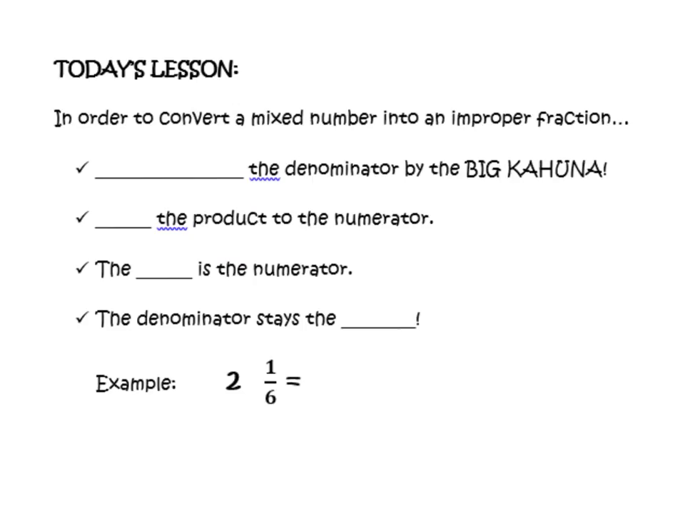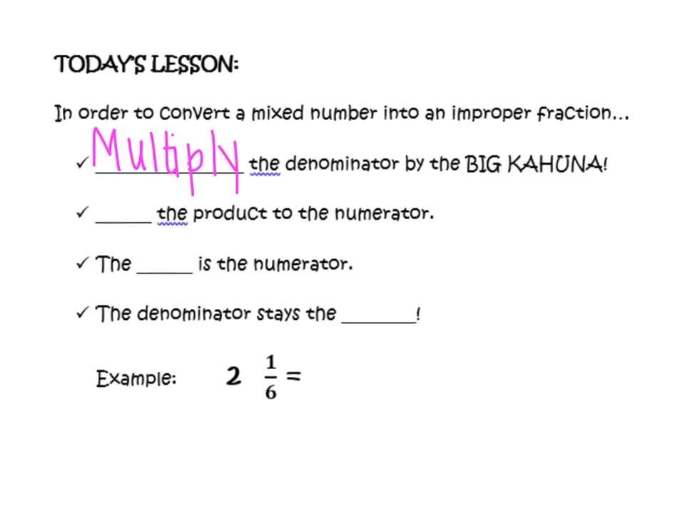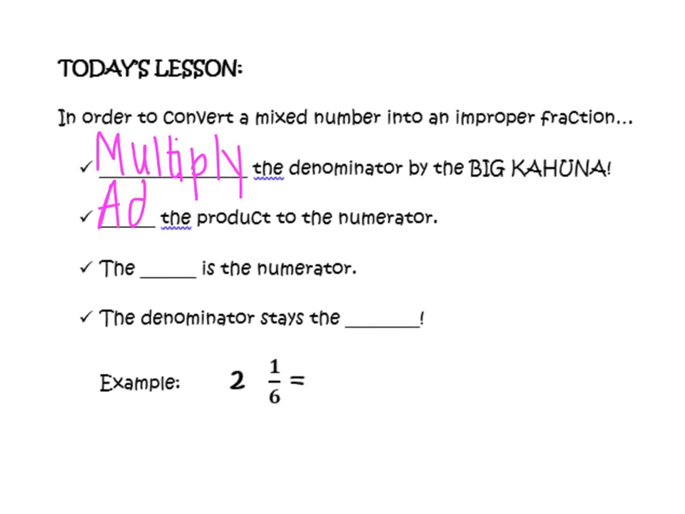It says in order to convert a mixed number into an improper fraction, we need to multiply the denominator by the big kahuna. Then we need to add the product, or the answer, to the numerator. The sum is the numerator, and always the denominator stays the same.